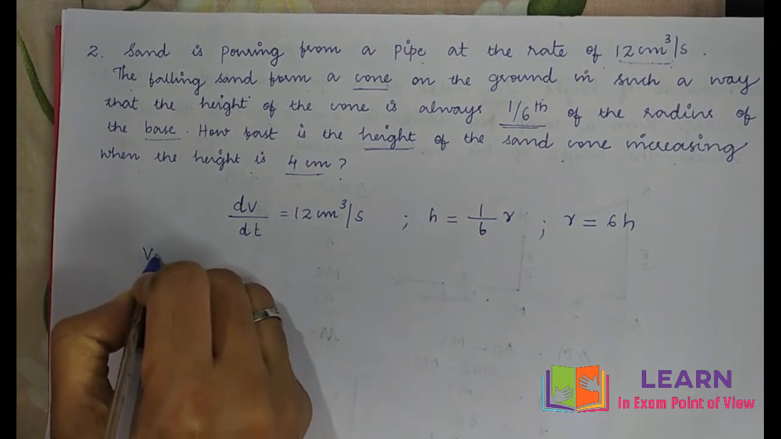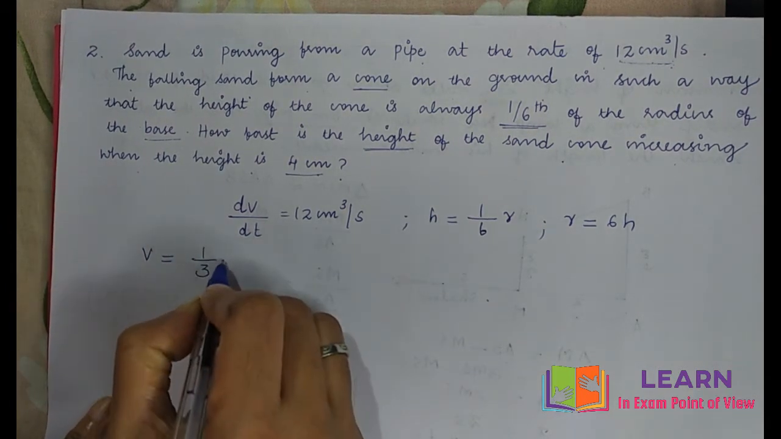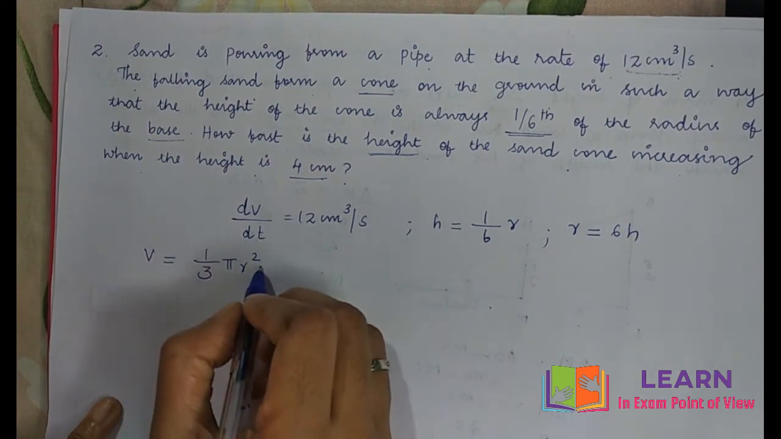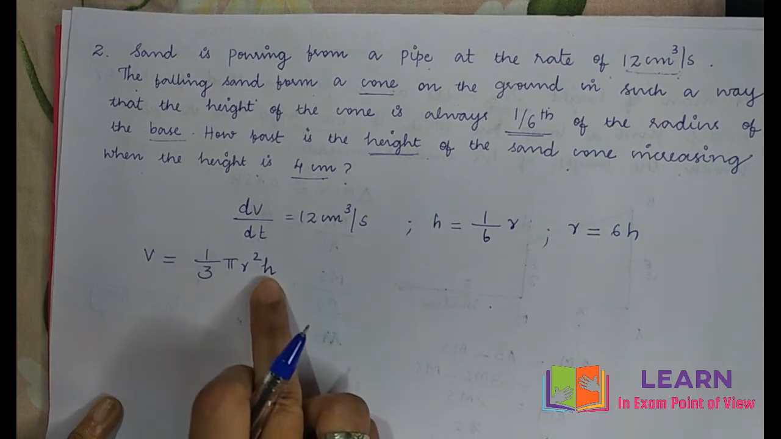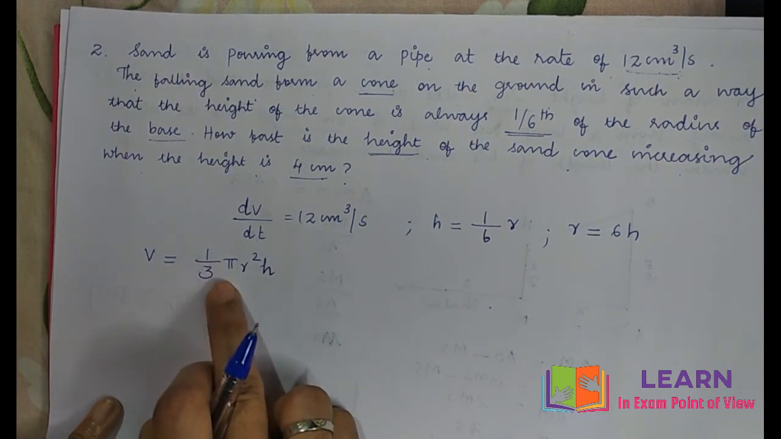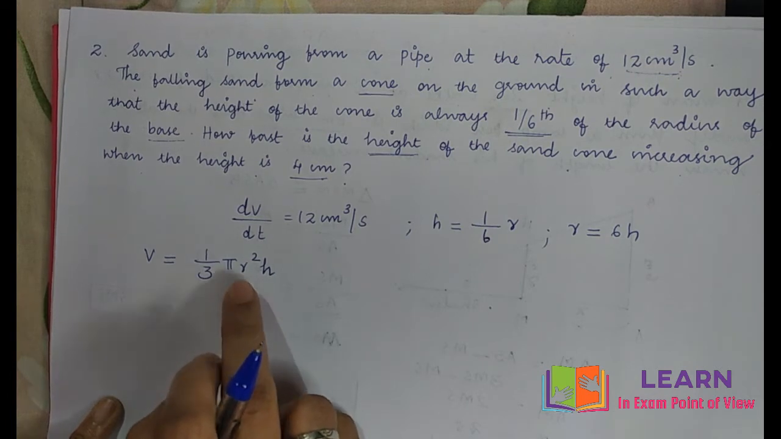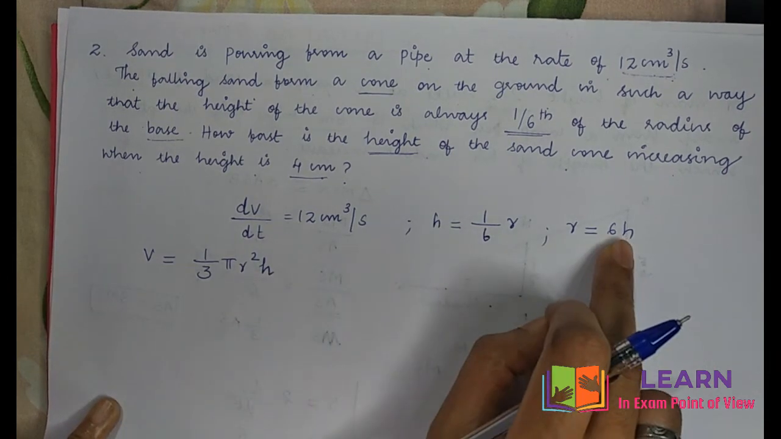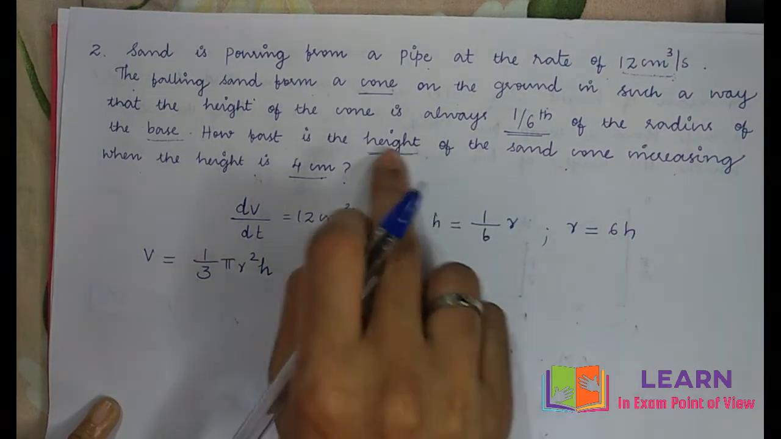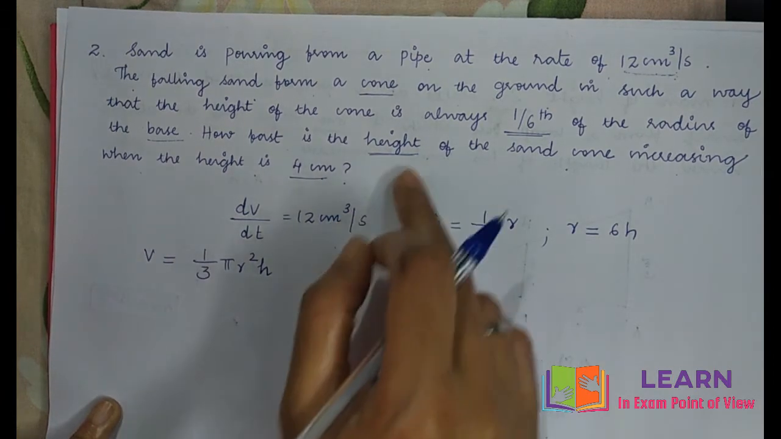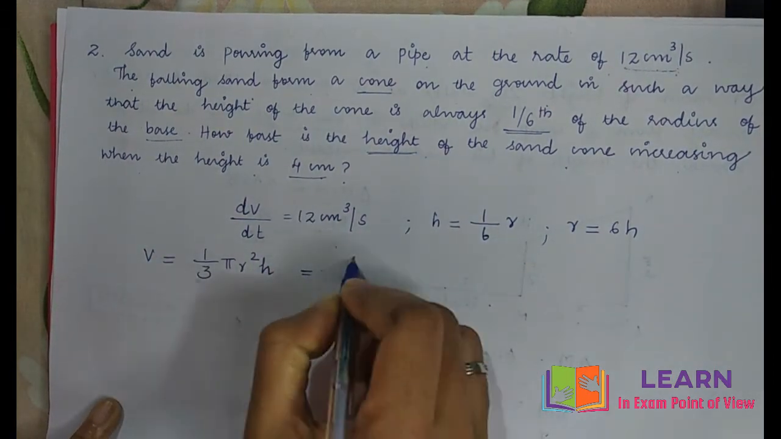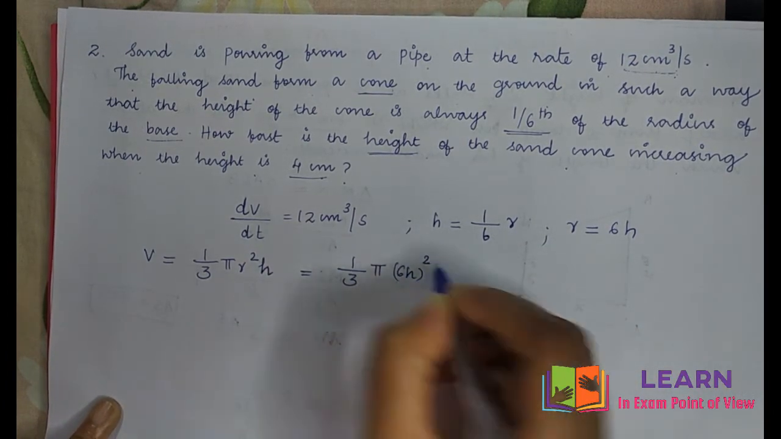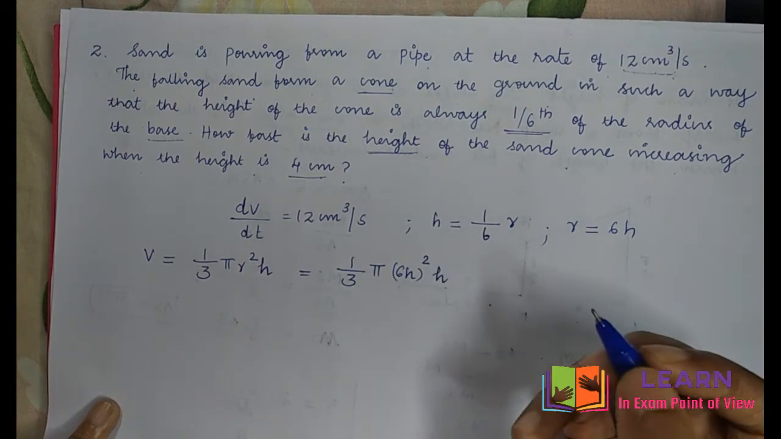Now volume of a cone, we know the formula, it is 1/3 pi r square h, which is the volume of the cone with height h and radius r. So now in the place of r, substitute 6h. Because we need height, we need to differentiate, so the r term you can eliminate. So 1/3 pi, in the place of r it is 6h, and square means whole square, into h.